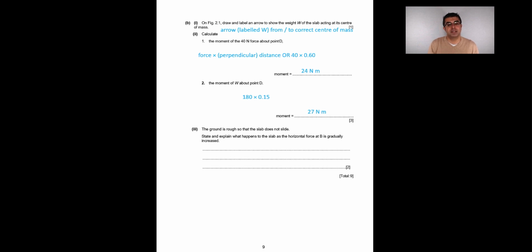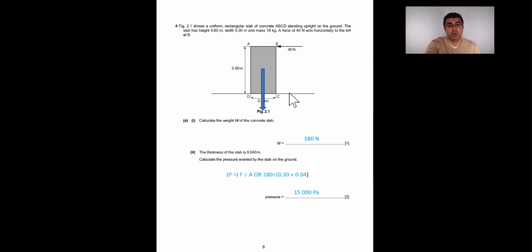Part 3 asks, the ground is rough so that the slab does not slide. State and explain what happens to the slab as the horizontal force at B is gradually increased. A lot of people did this very well, actually. They realized that the anti-clockwise moment caused by force B was going to be bigger than the clockwise moment caused by the weight. Now, why?